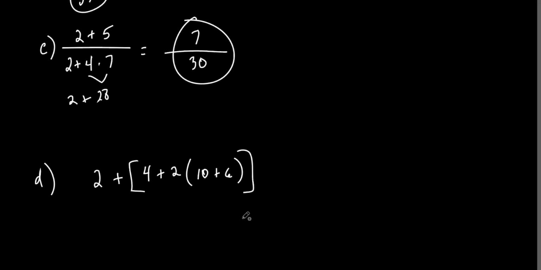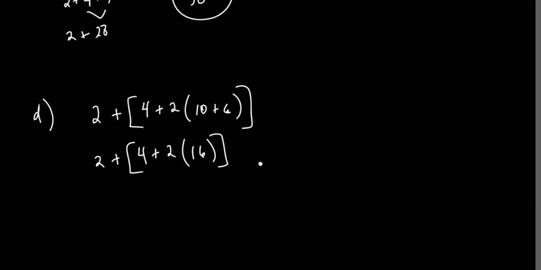So what do you do first? What's the first thing that I do here? You do the stuff in this parentheses right here, the inner parentheses. Some people might put a parentheses there instead of a bracket. It means the same exact thing. But the inside parentheses, that's what we do. So I'm just going to write 2 plus 4 plus 2 times. Let's do what's in the bracket, or in the parentheses. 10 plus 6, 16. Then close that out.